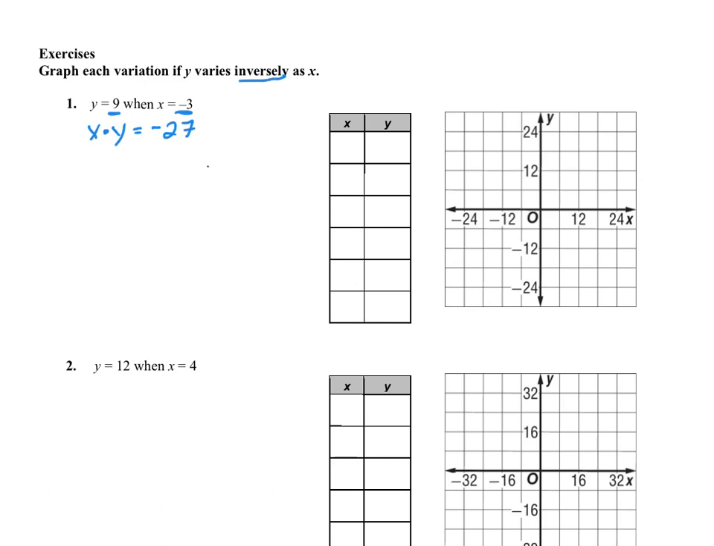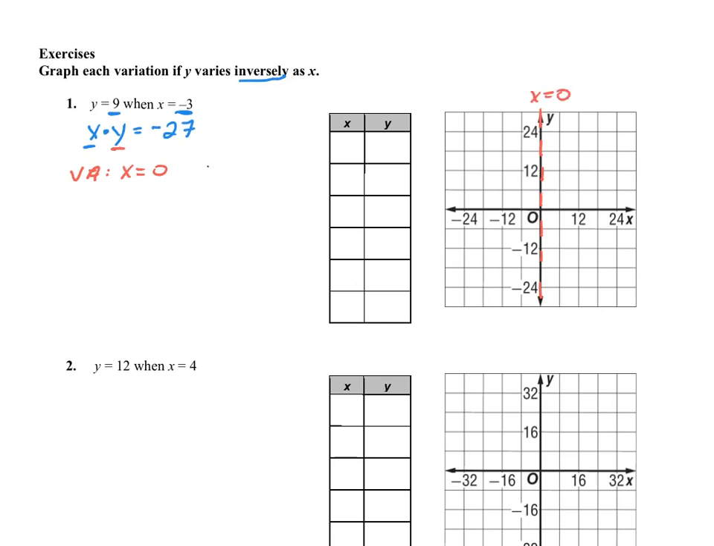The next thing I would do is to go and find our asymptotes from our equation. So if x were to be 0, there would be absolutely no y's that I could use that would make my equation equal minus 27. So that's where my vertical asymptote is going to be. So my vertical asymptote is going to be the equation x is equal to 0.